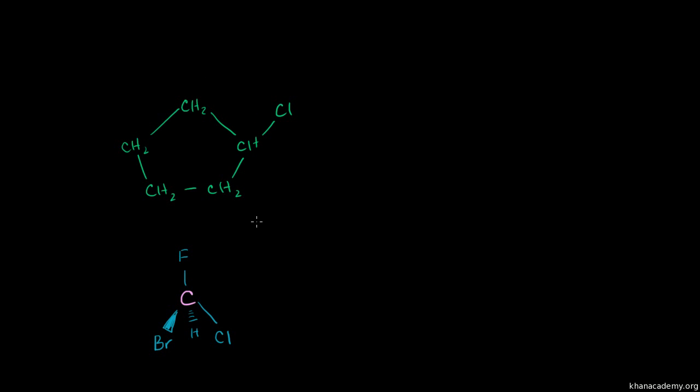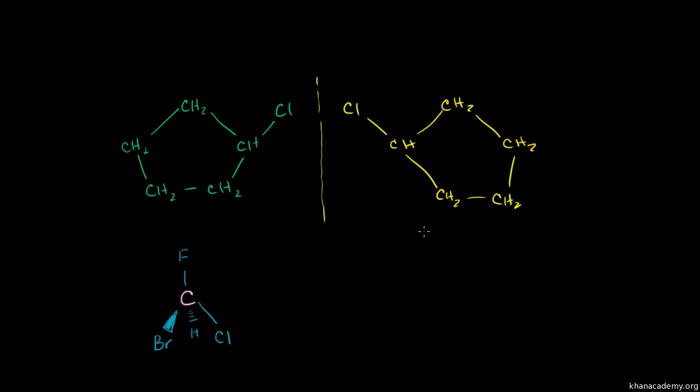So to see that it's not a chiral molecule, there's a couple of ways you could think about it. The easiest way, or the way my brain likes to think about it, is just to think about its mirror image. Its mirror image will look like this. So if that's the mirror, you would have a chlorine, and then you have CH, CH2, CH2, then you have a CH2, CH2, and then you complete your cyclopentane.